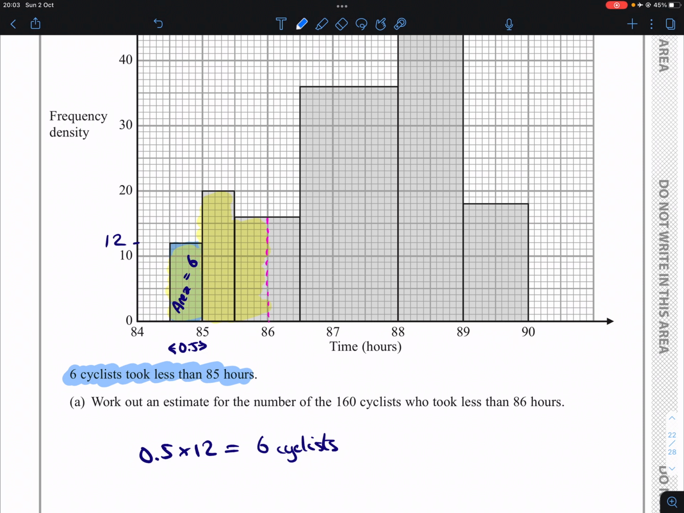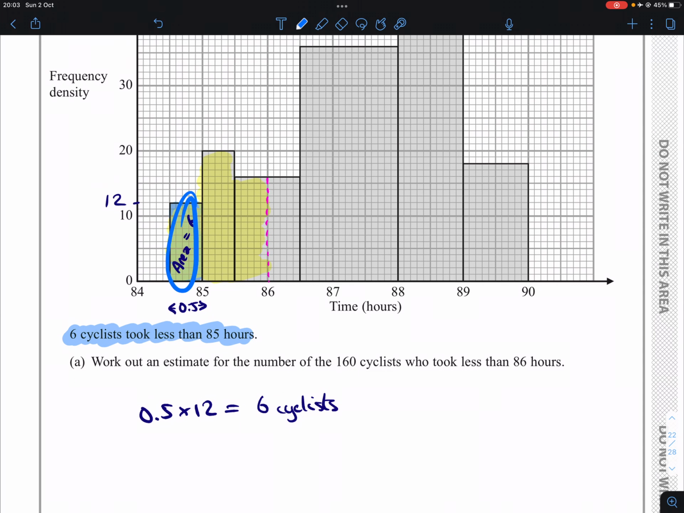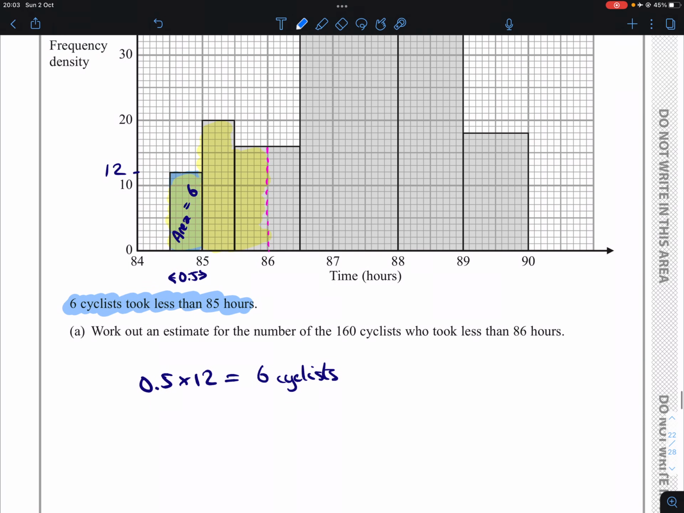density. Anyway, for the area of the yellow bit, we're going to break it up into the 3 bars. So we've already got the 6 here. We find the area of each of the other 2 bars, which we'll get by doing 0.5 times 20 for the middle bar, and 0.5 times 16 for the last. And then we add our 6 to that, and we will end up with 24. So 24 cyclists is going to be our estimate for that.